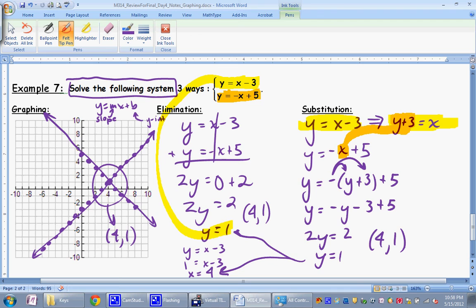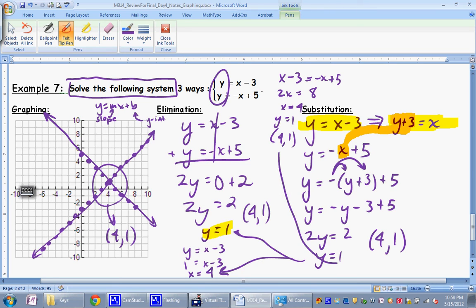Now, one other way that you could go about substitution on this problem, notice that these two original equations are both equal to y. If both of these equations are solved for y, well, the y's are equal, so therefore the x minus 3 and the negative x plus 5 must also be equal. So then 2x is 8, x is equal to 4. When you plug back in, you're going to get y equals 1, and you're going to get that same point yet again. That 4, 1, you can get it in a multitude of different ways.